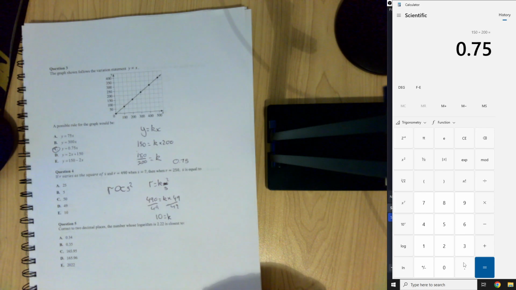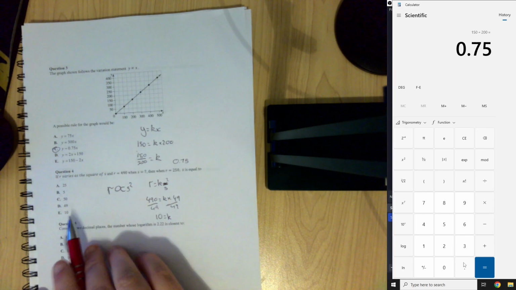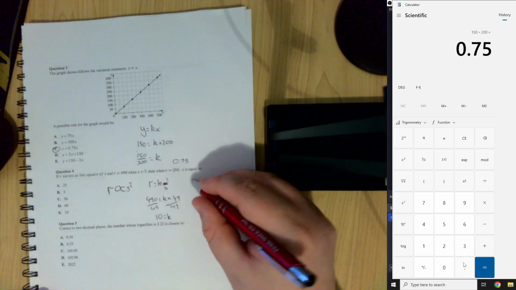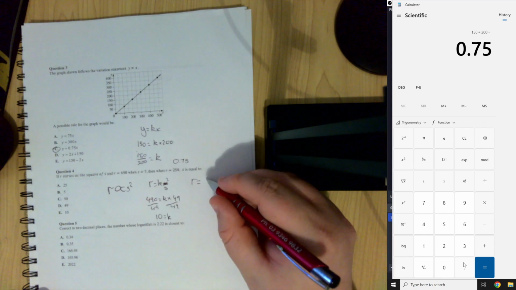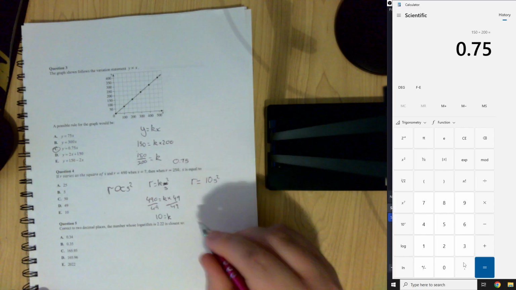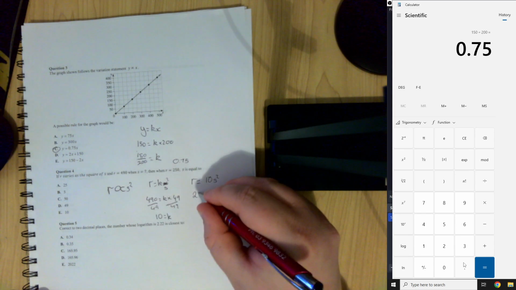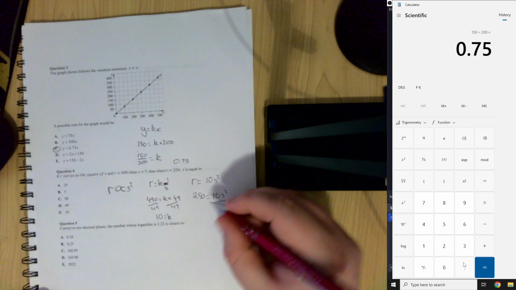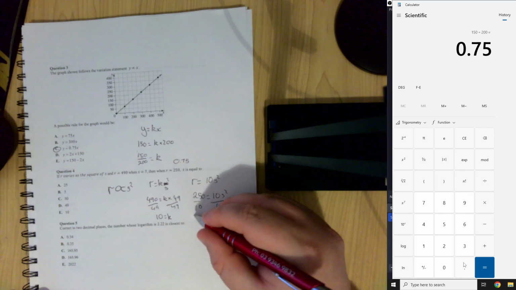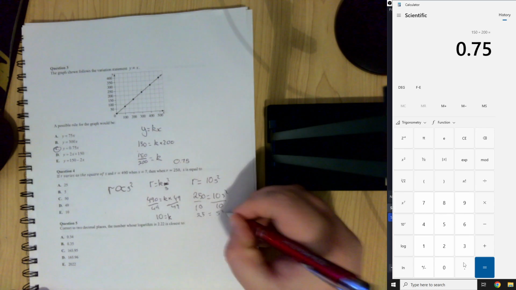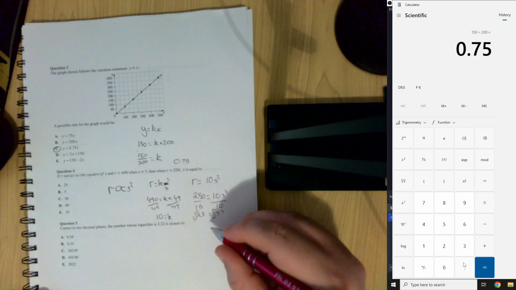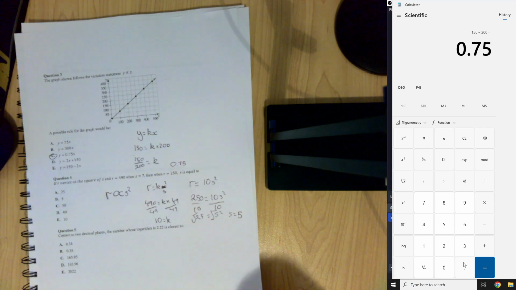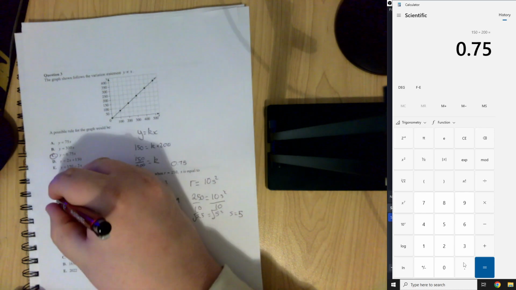So 10 equals k. I think a lot of people stopped here and circled 10 as the answer. Just remember, you've got to substitute this back in. So r equals 10 times s squared. If the r is 250, that means, dividing both sides by 10, we get 25 equals s squared. Square root both sides, and you'll get s is equal to 5. Okay, so there's a little bit of working out to do there. That's our solution there.